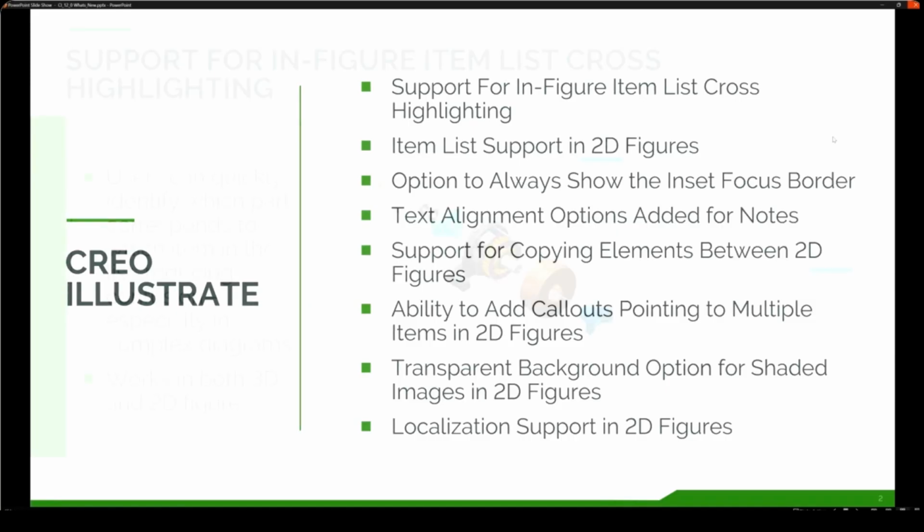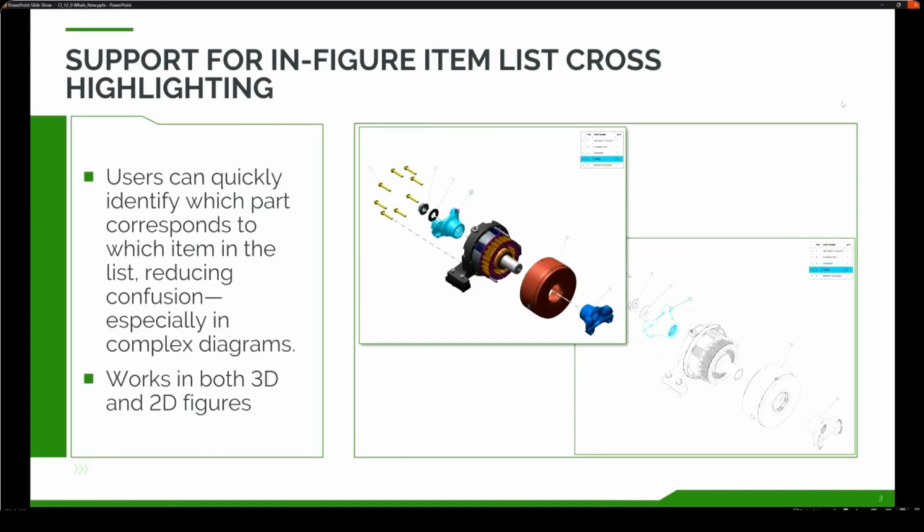So first up is support for in-figure item list cross-highlighting. In 11.1, we released the ability to have an embedded item list within the figure. However, we didn't quite have enough time to enable the cross-selection highlighting between the table and geometries. So with 12.0, we've closed that gap. You're now able to do cross-selection highlighting in both a 3D and a 2D figure, so that it makes it a bit easier to identify what it is you're exactly talking about.